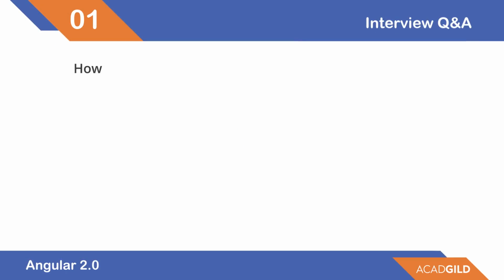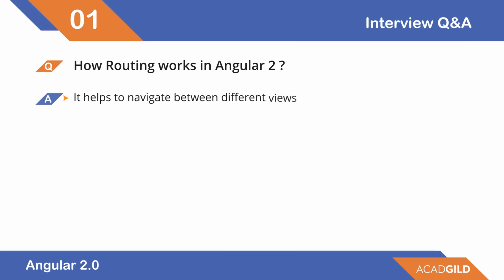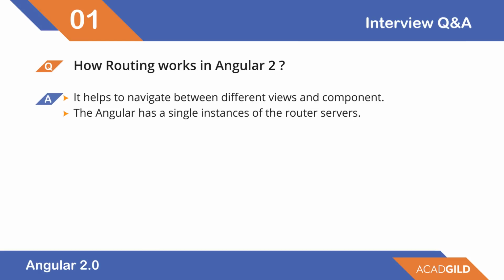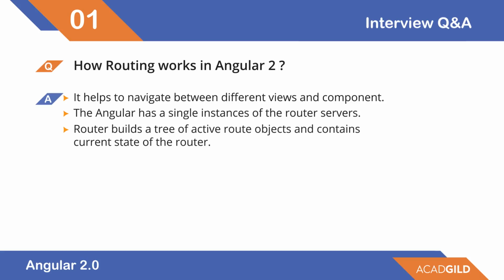So let's start. How does routing work in Angular 2? Routing is a mechanism which enables the user to navigate between different views or components. In Angular 2, it simplifies the routing and provides flexibility to configure and define it at module level. That's lazy loading. The Angular application has a single instance of the router service, and whenever the URL changes, the corresponding route is matched from the routing configuration array.